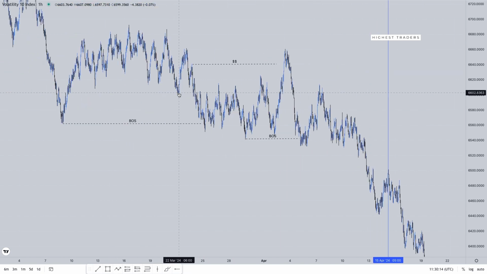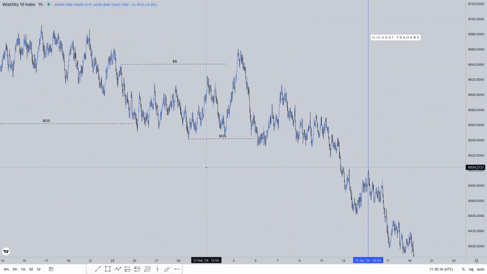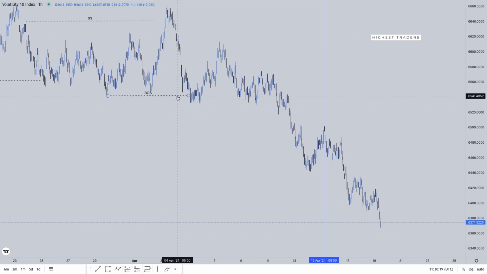This is an inducement that has been taken. If I zoom back out, it's a lot. So we have a break of structure right here, and then price pulls back. When price pulled back, you can see what price took, what is significant. This is the inducement. This is a significant pullback.